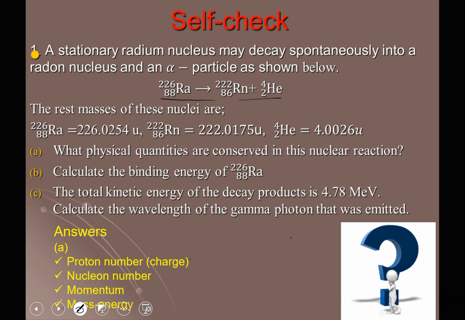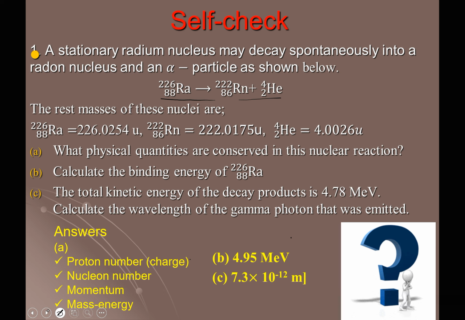Then the answers I expect you to obtain when you calculate this: I expect you to obtain 4.95 mega electron volts for part B. I expect you to get 7.3 times 10 to the power of minus 12 meters for part C. In case you find any challenge, you can always leave a comment. Okay, and then lastly, you can also try out this one.